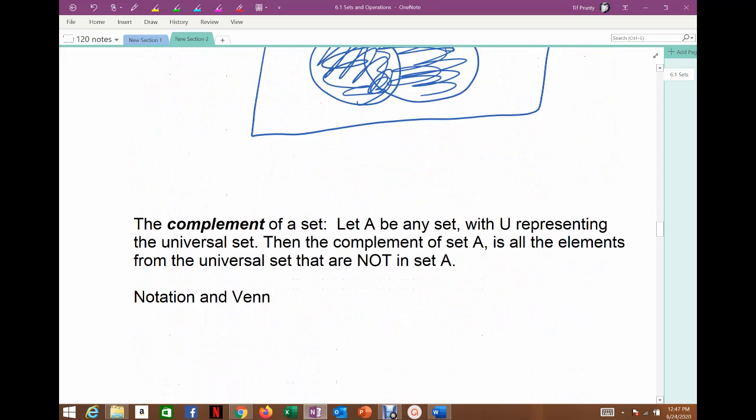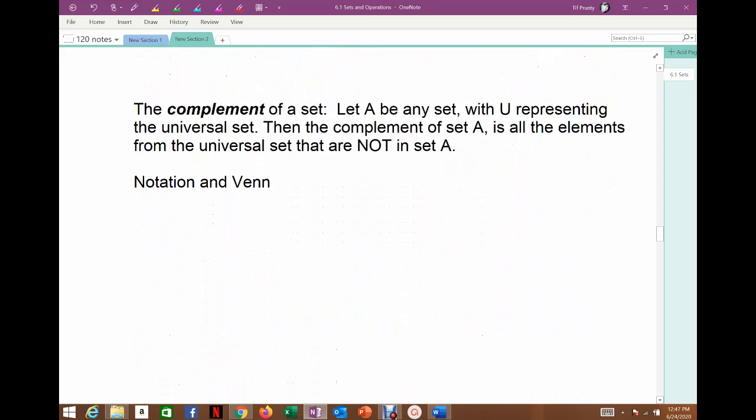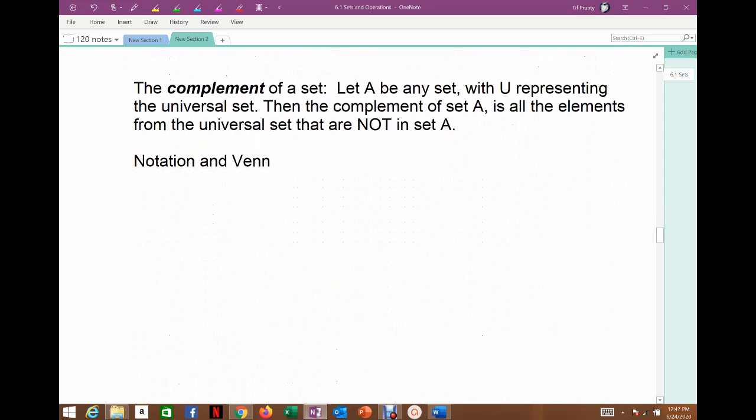My complement. We like the complement, especially when we get to some of the stuff we're going to do later this semester, and then when we get to counting and probability. Sometimes it's easier to find the complement of what we're looking for, and we use that to find what we're looking for. Or it's easier to find what we're looking for by finding the complement and throwing it away.